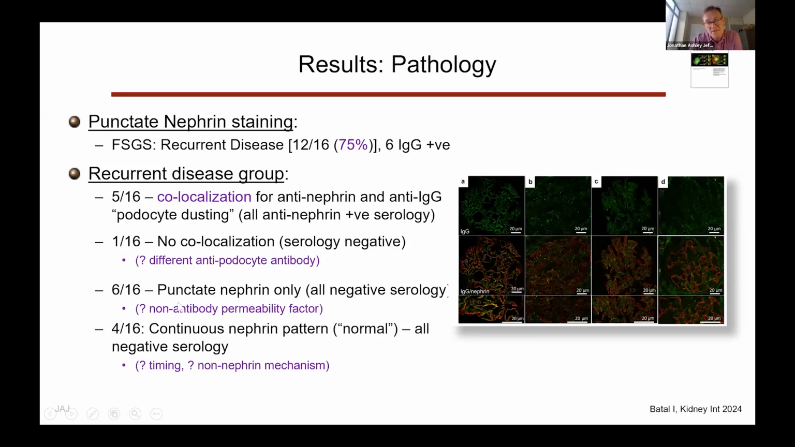And then in 6 out of the 16, again there was punctate nephrin redistribution, but all these patients had negative serologies. So again, this raises the possibility of a different factor, possibly a non-antibody permeability factor in some cases of FSGS. Again, highlighting that there are multiple different injuries that can lead to a pattern of FSGS.